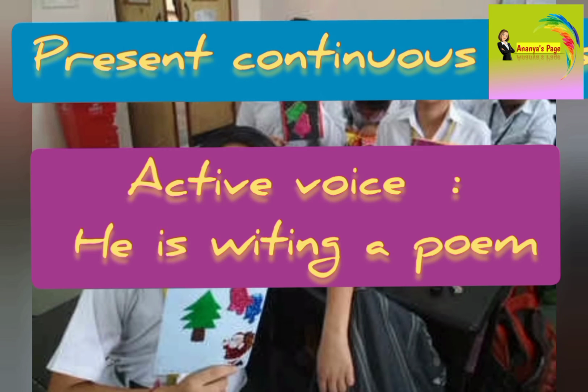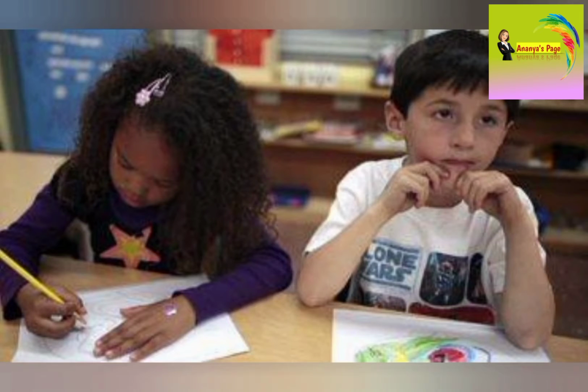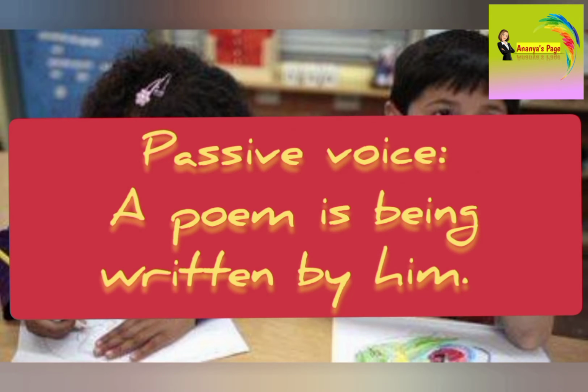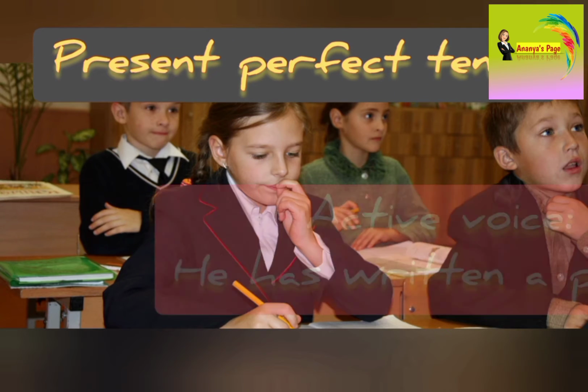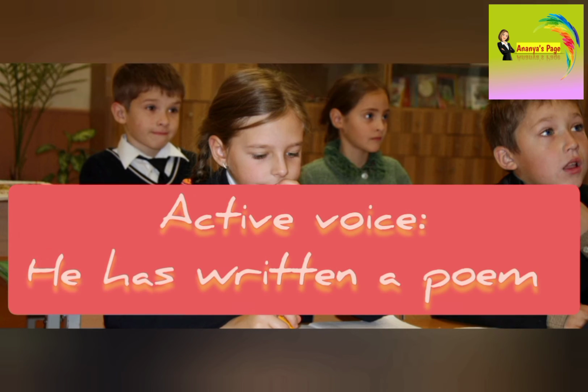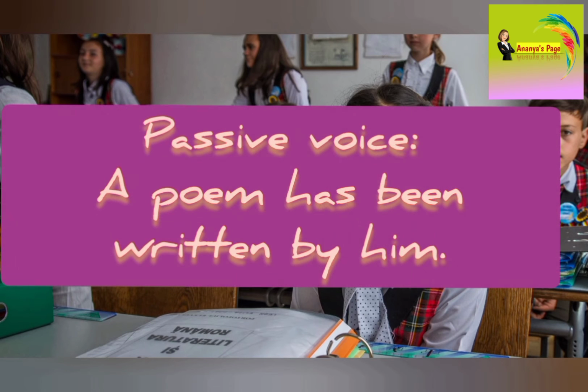Now for present continuous tense, active voice: he is writing a poem. And for passive voice: a poem is being written by him. For present perfect tense, active voice: he has written a poem. And for passive voice: a poem has been written by him.